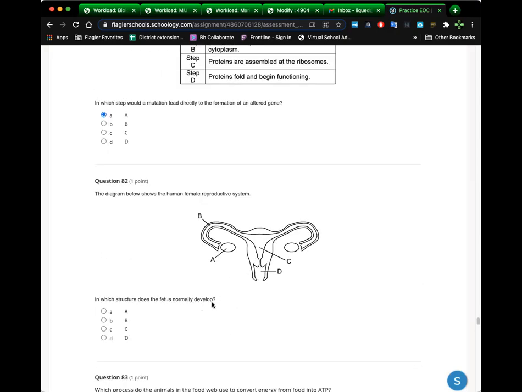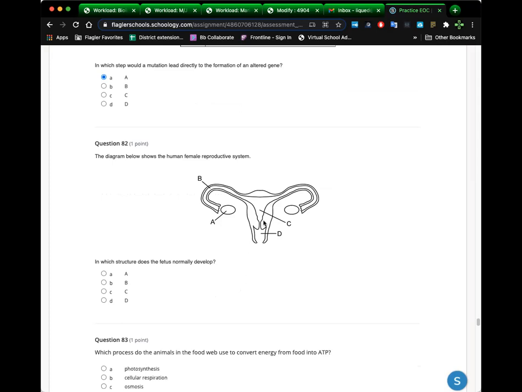Where does the fetus normally develop? Okay, well, that's going to be the uterus right here. The ovary makes eggs, and the fallopian tube is where fertilization is going to take place after the egg gets released, and then it gets moved into the uterus. That's where the fetus grows.